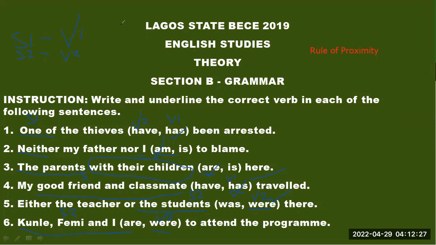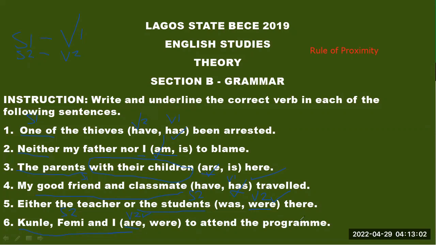Both options are actually plural, but here, because we are not given anything to indicate that it is the past, we pick the present. Kunle, Femi, and I are to attend. So this is the plural verb that is present. So that's the correct option. Kunle, Femi, and I are to attend the program.